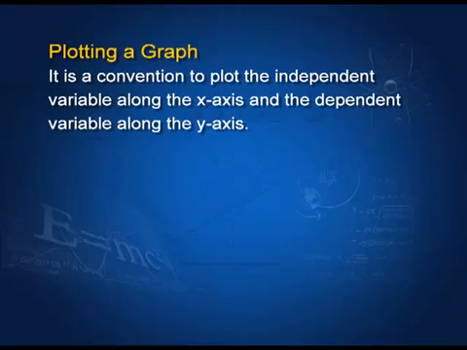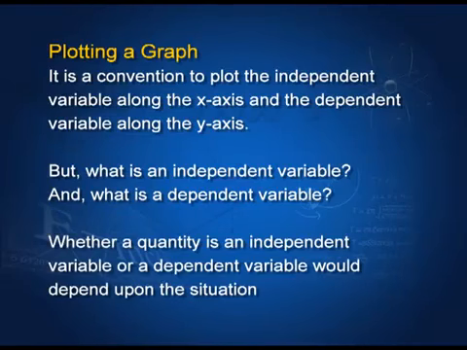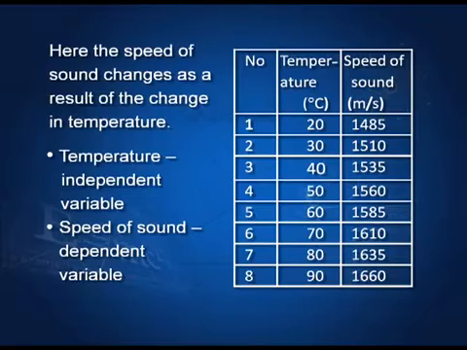How do we plot a good graph? It is a convention to plot the independent variable along the x axis and the dependent variable along the y axis. But what is an independent variable and what is a dependent variable? How do we decide which quantity is independent variable and which quantity is dependent variable? Let us see, it depends upon the situation. Here I have drawn data from a certain experiment which was done, where we found the speed of sound in a certain material as a function of temperature. You can see the temperature is increasing and the speed of sound is also increasing along with it.